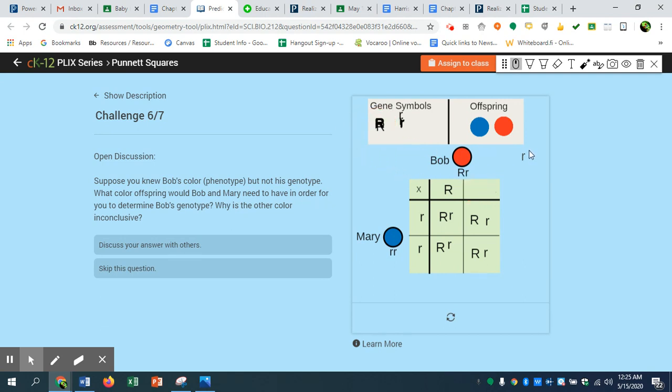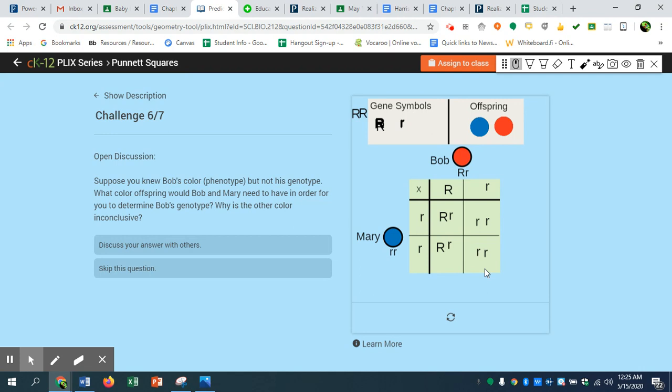But if Bob had that capital R, lowercase r, he has that recessive trait. So the only way that we're going to know that Bob is a carrier for the blue is if he is this genotype. And there's a 50% chance he'll have a blue offspring. We already know mom's blue.